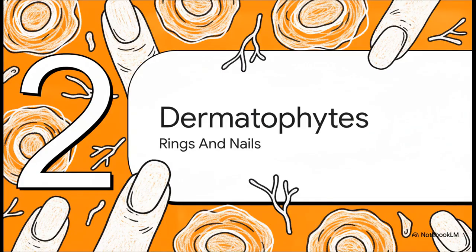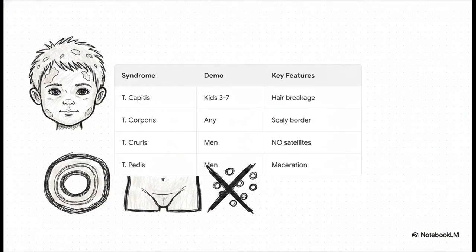Moving right along to section 2, dermatophytes, rings and nails. Now we're moving slightly deeper. Let's look at the classic ringworms caused by Trichophyton, Microsporum, and Epidermophyton. And this brilliantly illustrates exactly how examiners are going to test you. They're not just going to ask, what is ringworm? No way. They will test your ability to differentiate the syndromes based on patient demographics and really distinct clinical features.